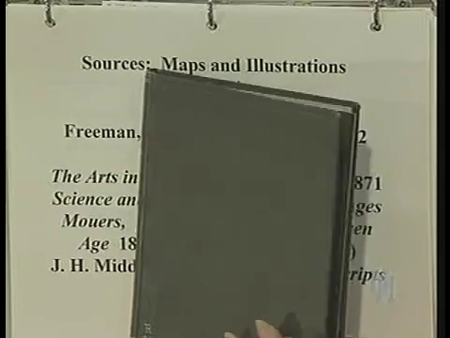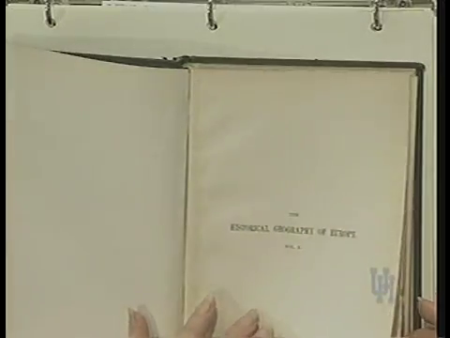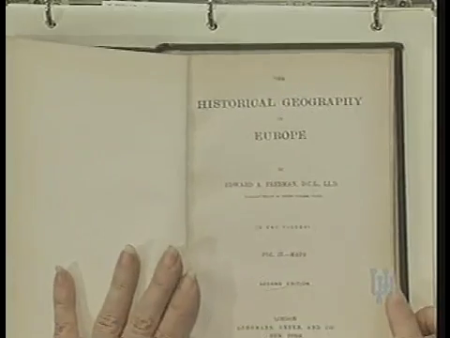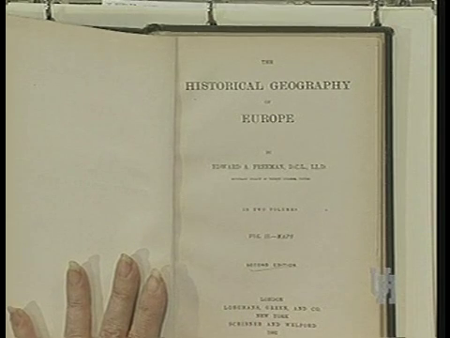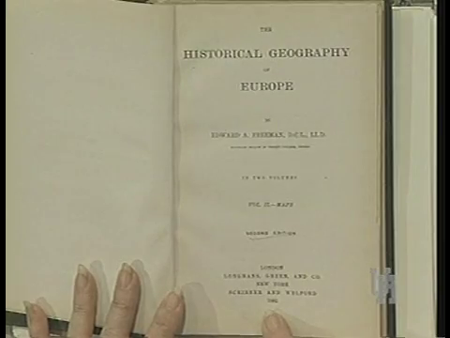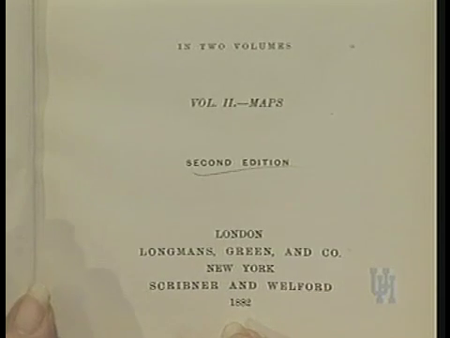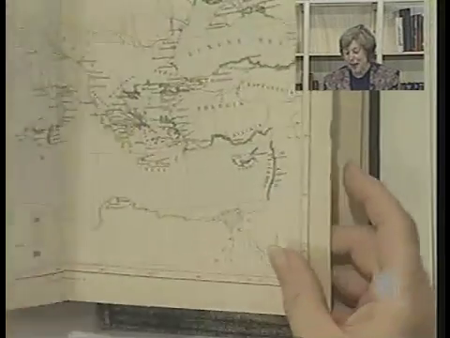This book is by William Freeman, The Historical Geography of Europe, Volume 2. You'll notice the publication date right down here at the bottom: 1882. Everything I'm showing you is copyright free, so that I'm not violating any laws by showing you the things I'm showing you. So these are some examples of the maps that are in here.